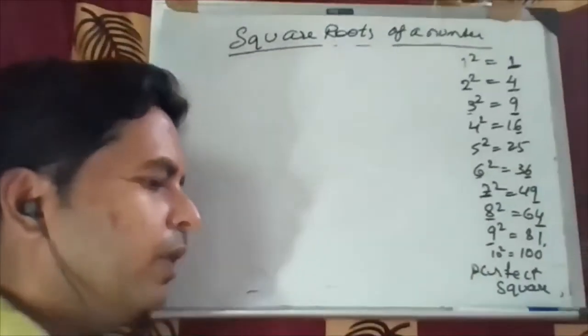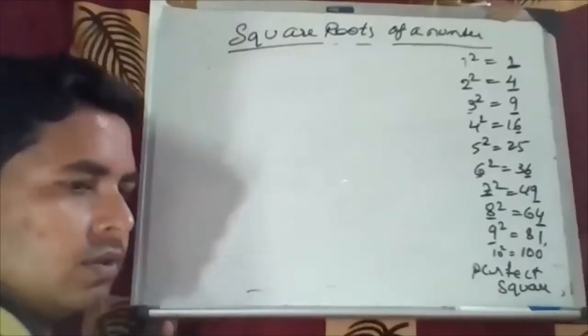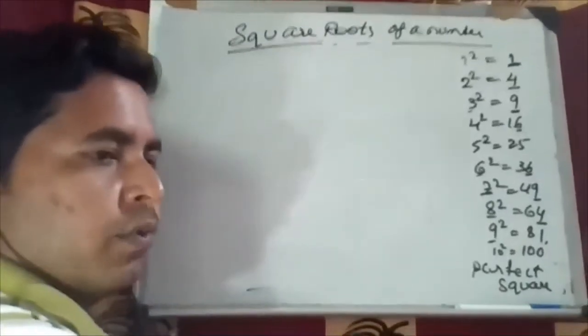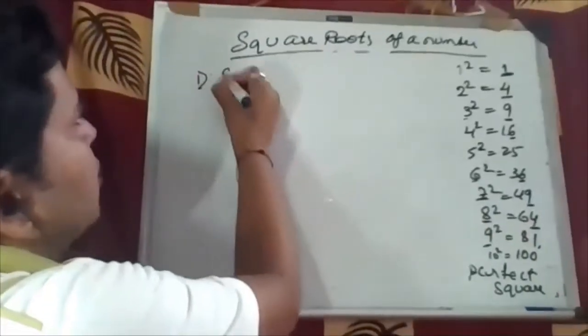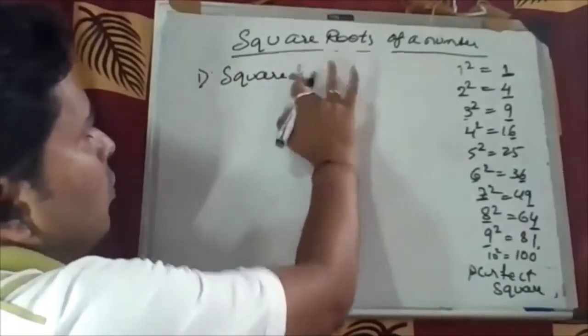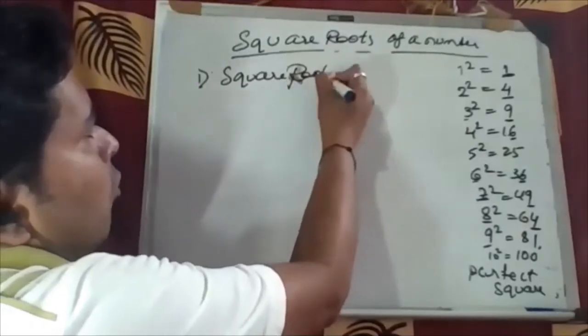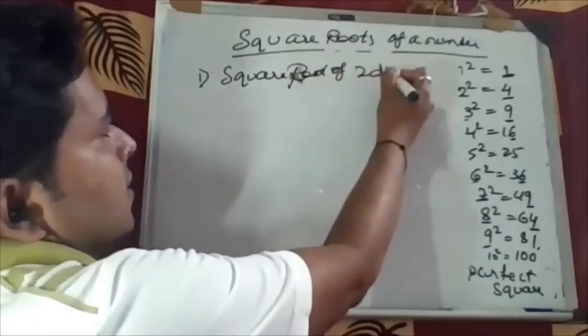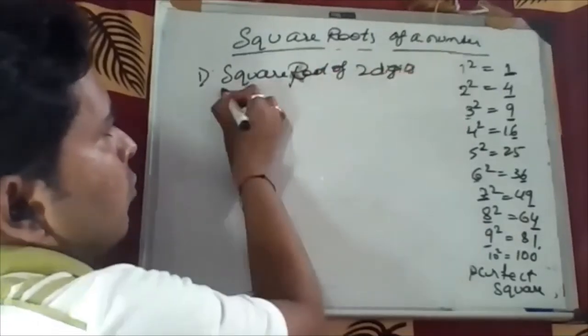Now I'll move to the concept. First, what we'll do, we'll find a square of 2 digits. We'll find a square root of 2 digits. Square root of 2 digits.